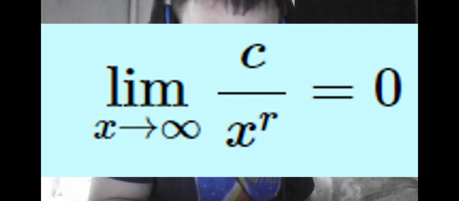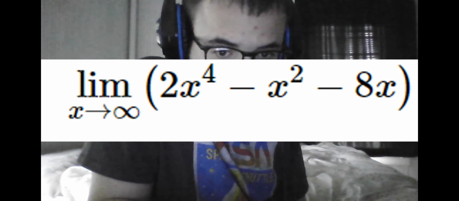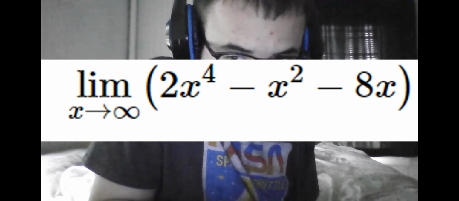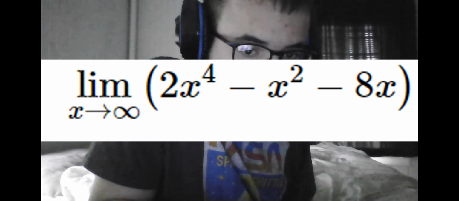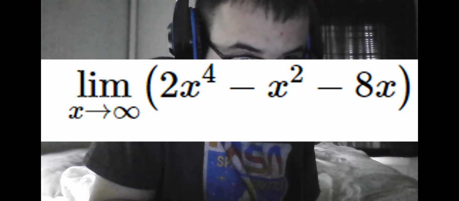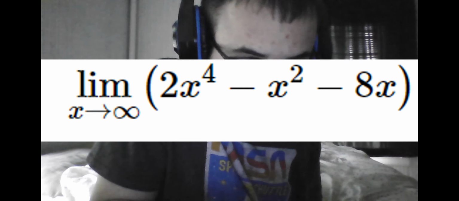This basic fact actually allows us to evaluate more complex functions, such as this one, because if we initially try x equals infinity, we get infinity plus infinity minus infinity, which is indeterminate, because infinity does not have a specific value, so we do not know what it will actually evaluate to.